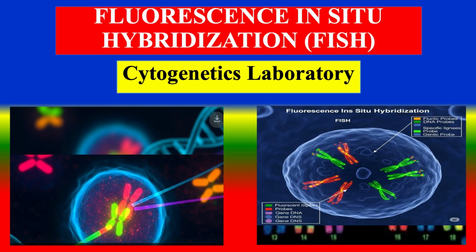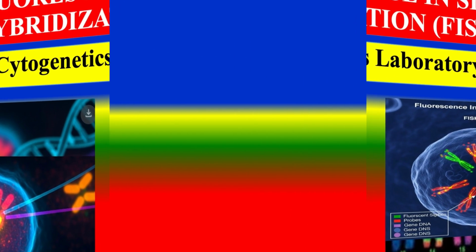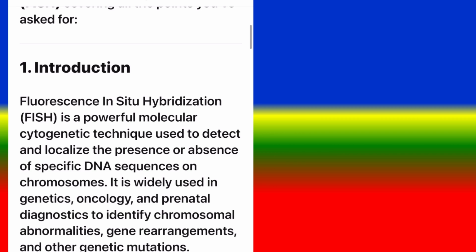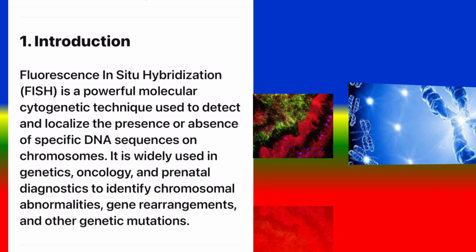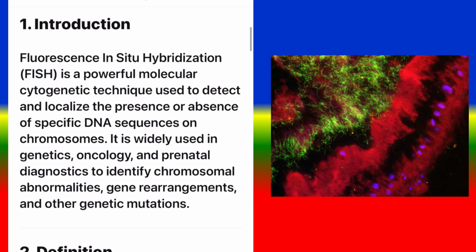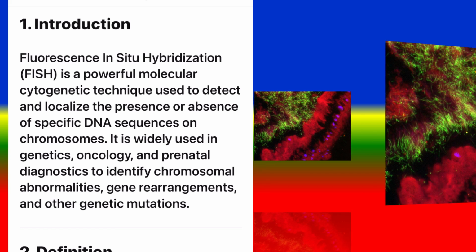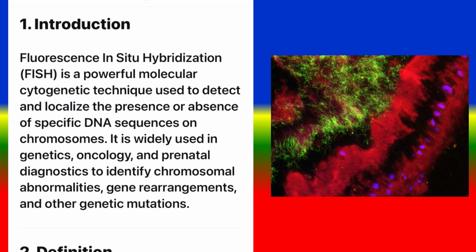Here is a detailed explanation of fluorescence in situ hybridization. 1. Introduction. Fluorescence in situ hybridization, FISH, is a powerful molecular cytogenetic technique used to detect and localize the presence or absence of specific DNA sequences on chromosomes. It is widely used in genetics, oncology, and prenatal diagnostics to identify chromosomal abnormalities, gene rearrangements, and other genetic mutations.